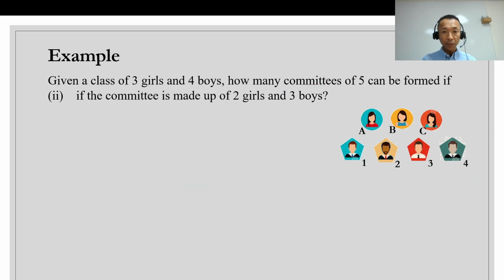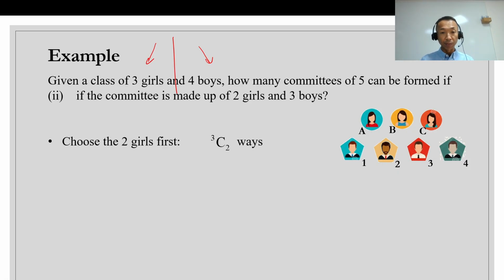How many ways can we form the committee now if it is made of 2 girls and 3 boys? So, easy way to do it is break it down into 2 parts. Choose the girls first, then choose the boys. So, then we can use the multiplication principle. Choose the 2, 3C2. Just a quick recap, 3C2 is the same as 3C1. Of course, we don't try and be funny and write 3C1.